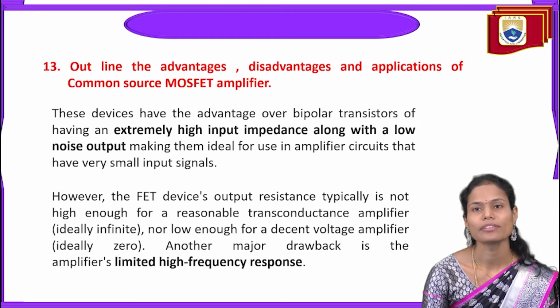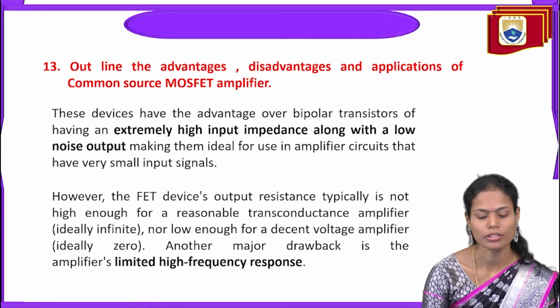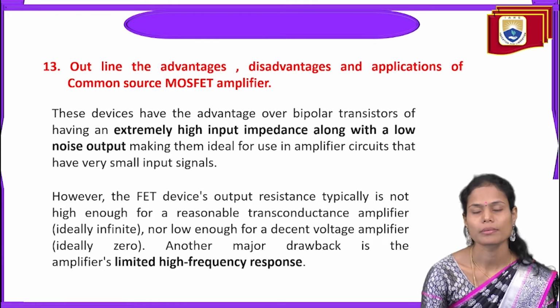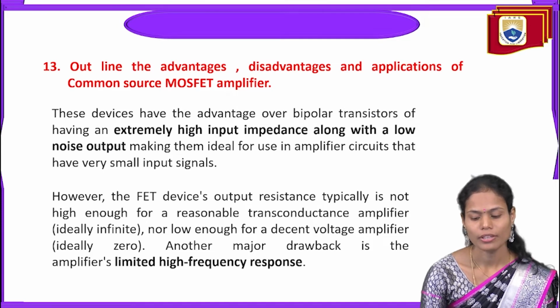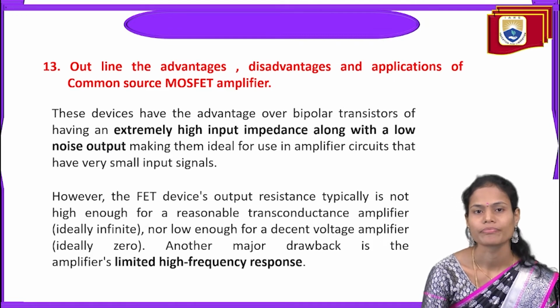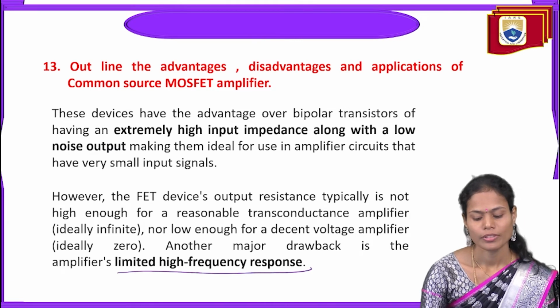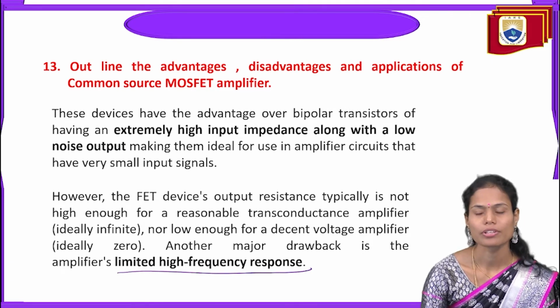And next, outline the advantages, disadvantages and applications of common source MOSFET amplifiers. So this common source amplifier has high input impedance along with low output impedance. That is the basic advantage. And while coming to the disadvantage, the output resistance of this one is not sufficient to run for the other applications. So it will provide a limited high frequency response.